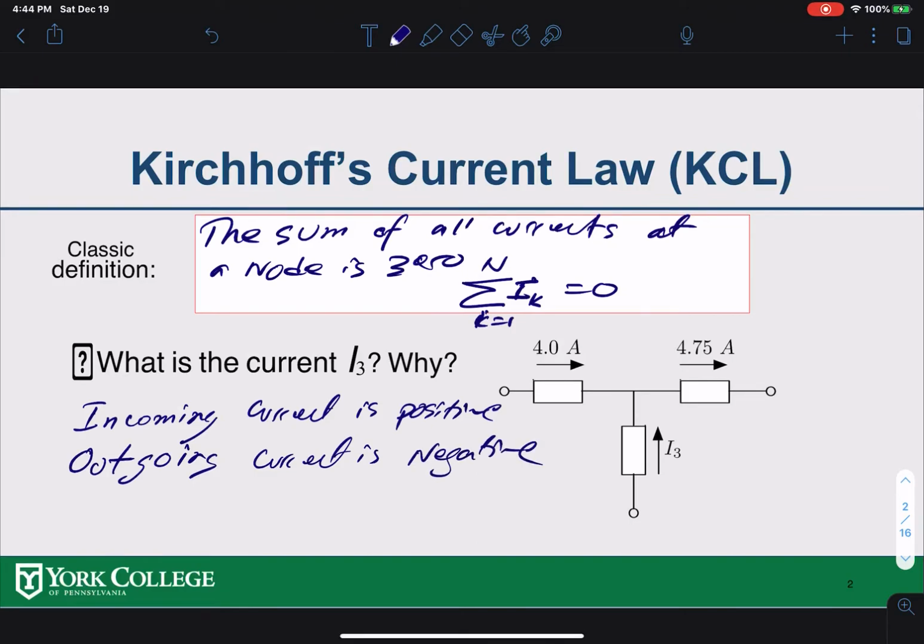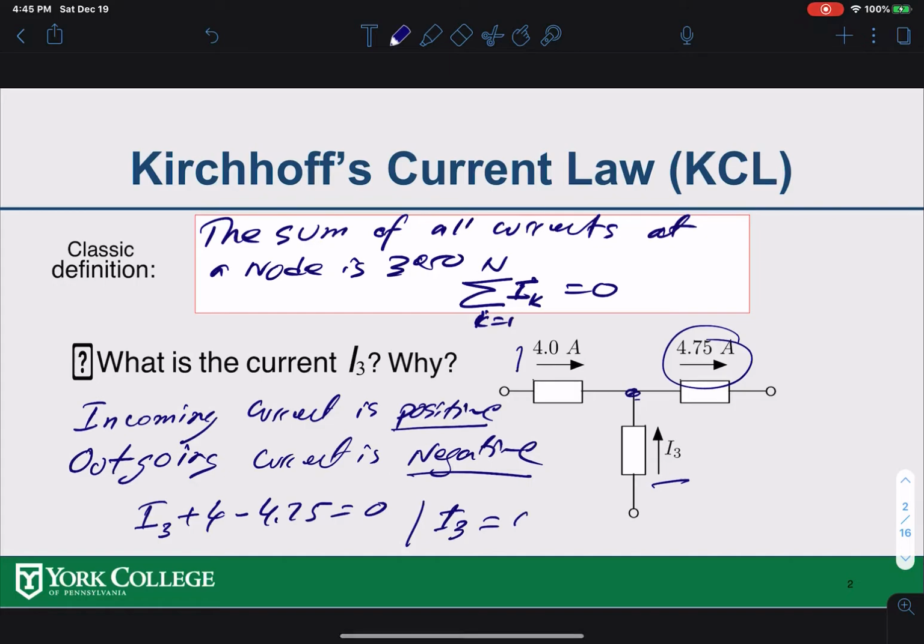So if you take this node over here, I can see that I have two incoming currents, I3 and 4 amps, and one outgoing current from the node. If I add them all together, it should be 0. Based on this, incoming current is positive, outgoing current is negative, so my I3 should be positive, my 4 amp should also be positive, and then my 4.75 amp should be negative. If I add them all together, I get 0. That means your I3 would be 0.75 amps. So that's how you apply KCL at a node.